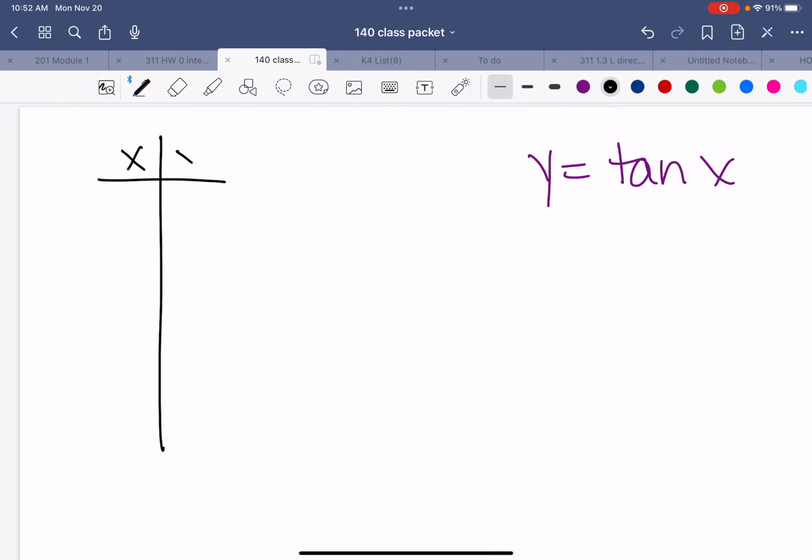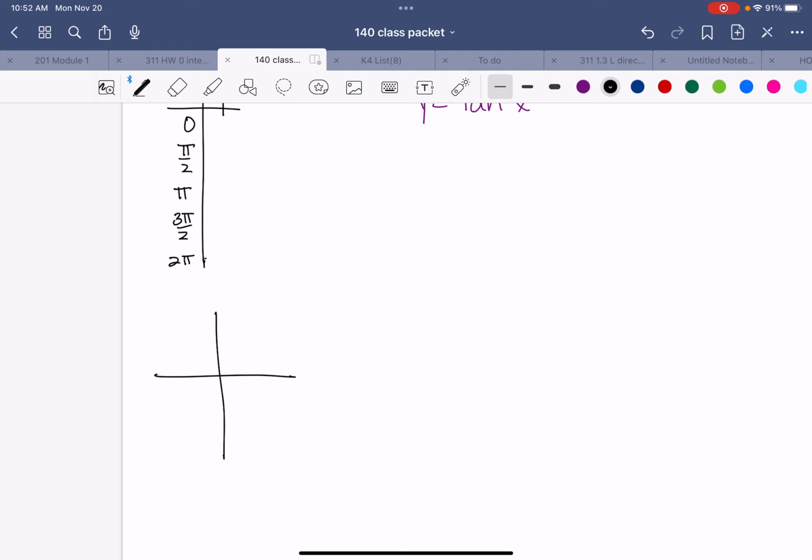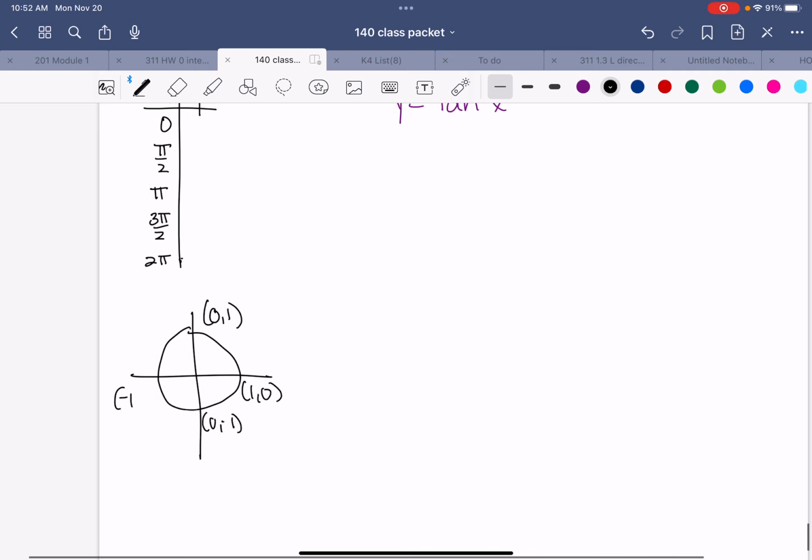So table of values, same kind of thing. 0, pi over 2, pi, 3 pi over 2, 2 pi. And if we get our unit circle back here, this is 0, 1. This one is 1, 0. This one is 0, negative 1. And this one is negative 1, 0.